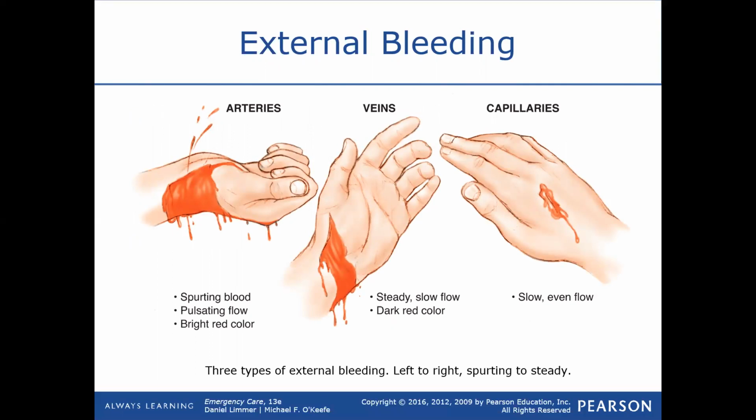We have three different kinds of external bleeding. We have our arteries, veins, and capillaries, and you really need to know the difference here. There will be test questions on this. You need to know the difference and what to look for.